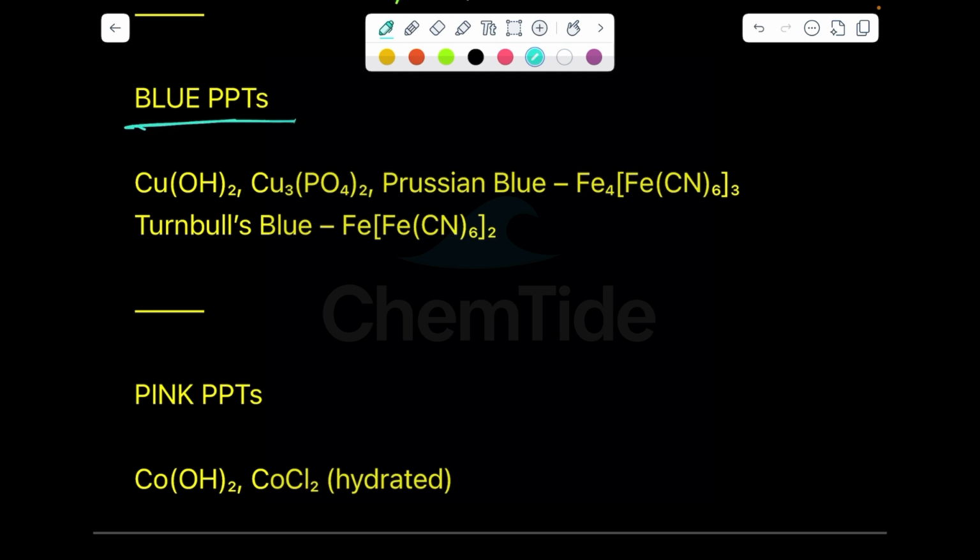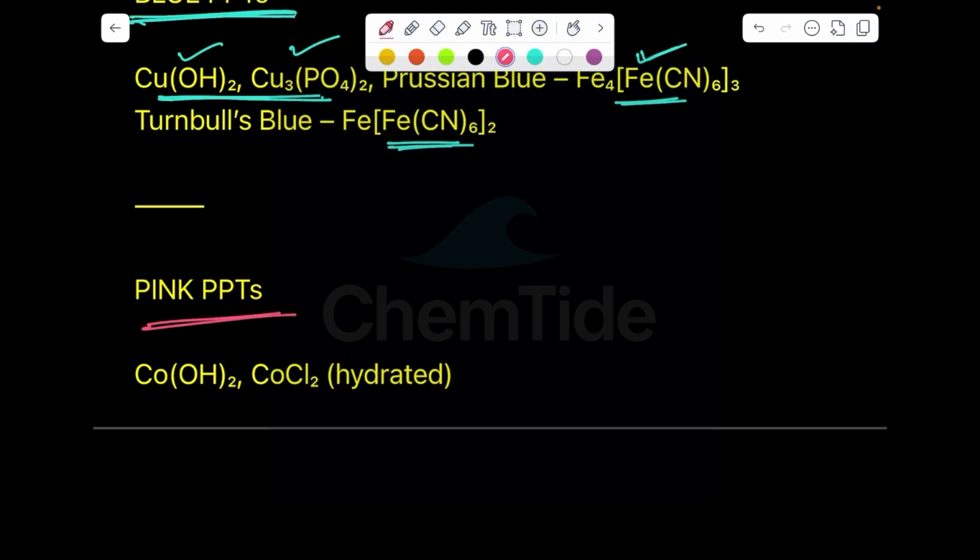Next we have the blue precipitate. For blue precipitate, copper hydroxide and copper phosphate are blue in color. Apart from that, there is Prussian blue, the ferrocyanide, which is also blue. Both are components we use in quantitative analysis.